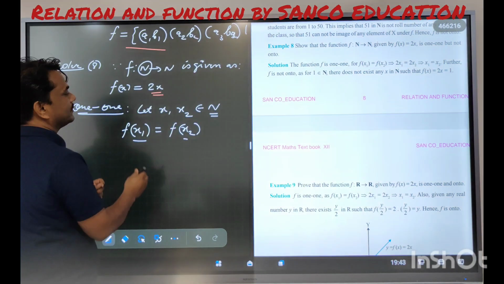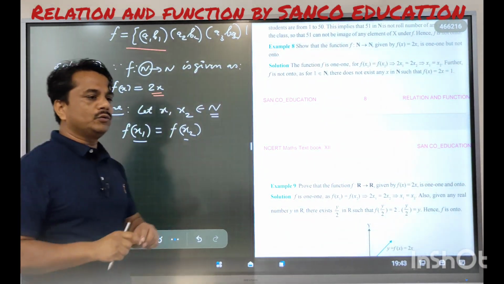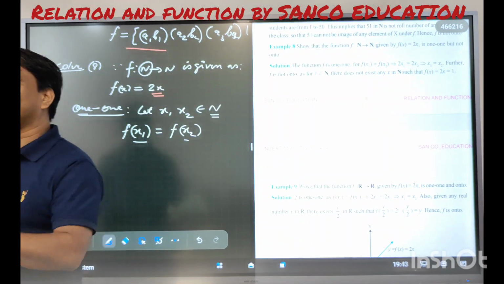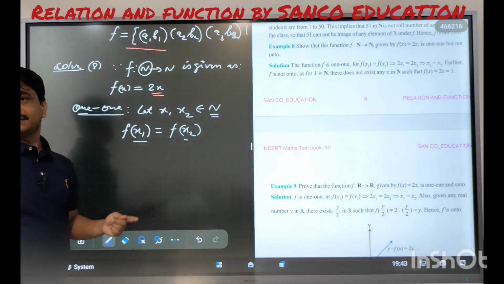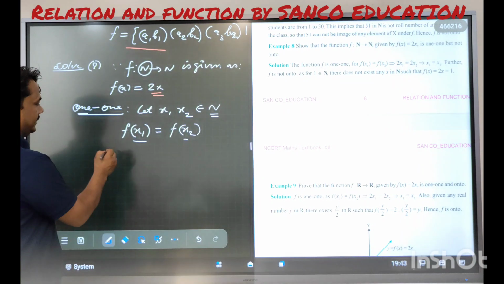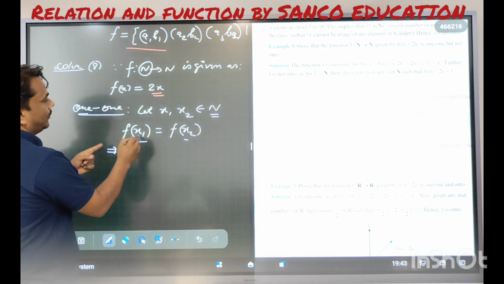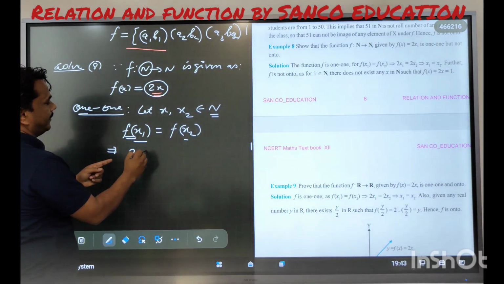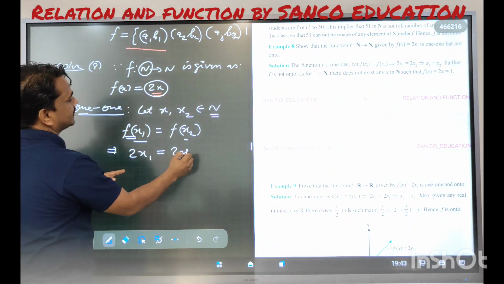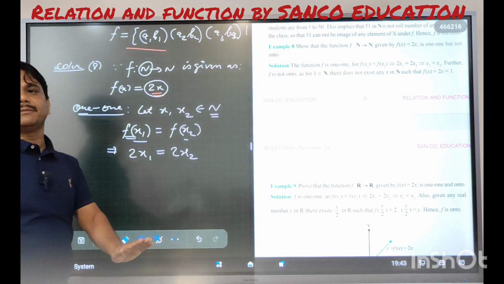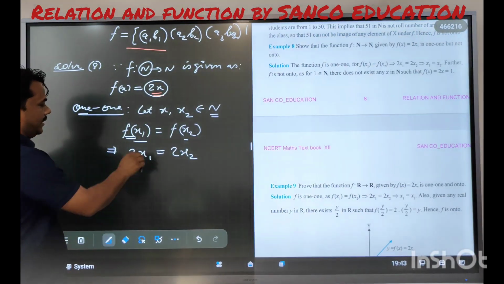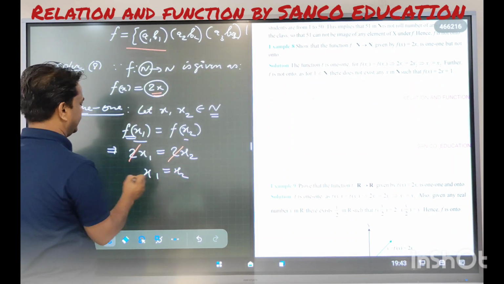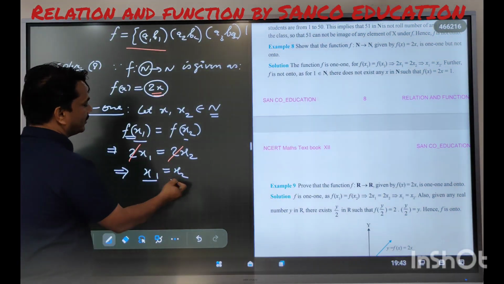What is the meaning of what we have supposed here? It means we supposed that two images are equal. Listen carefully. Two images are equal, we have to take here. So what is the function that is given? This is the function here. So that is 2 of x1. Here we are taking 2 of x2. Now we have to apply a mathematical operation. This 2 can be cancelled. What's coming here? x1 and x2. Is it or not? What do we conclude here?